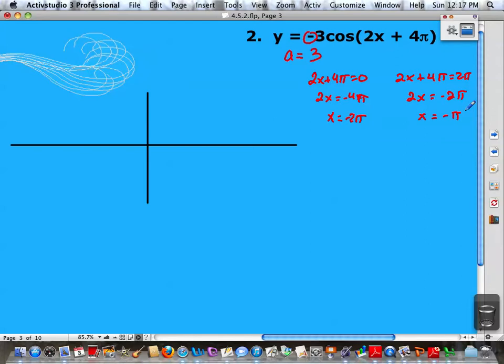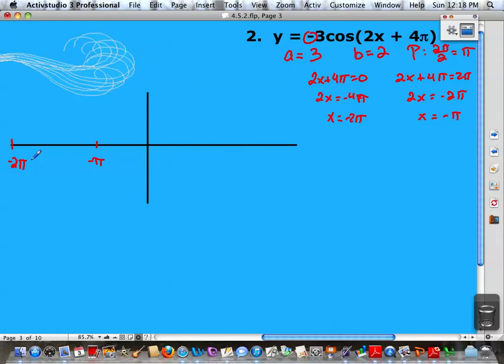And that should jive with our concept of b. Our b value here is 2. And remember, our period was 2 pi divided by the b, which gives us pi. Well, from -2 pi to -pi is a distance of pi. So there's our period again. Okay? If I look at the distance between these two values, that's simply a distance of pi. So I'm going to come over here, and my graph is going to start at -2 pi. I'm going to run it out to -pi.